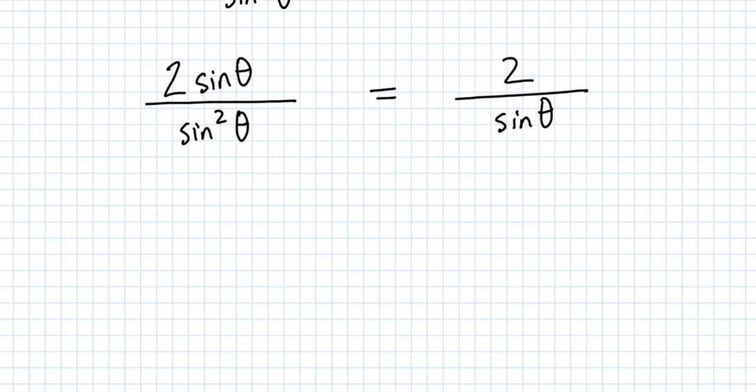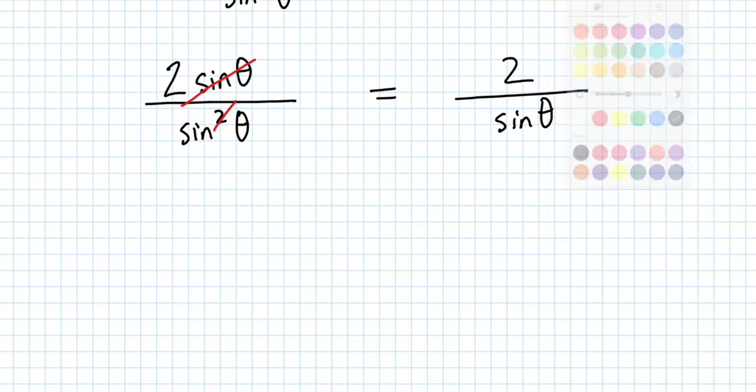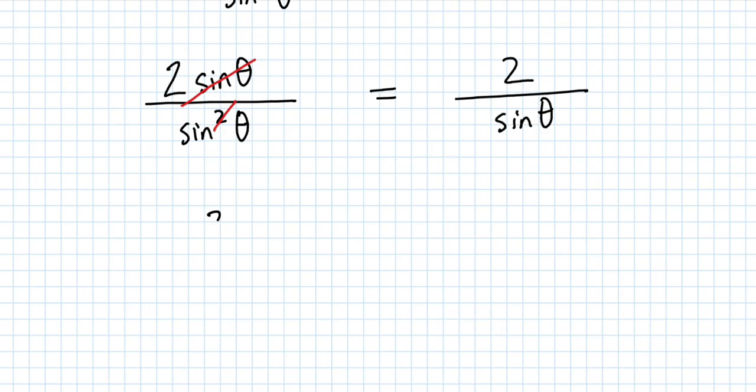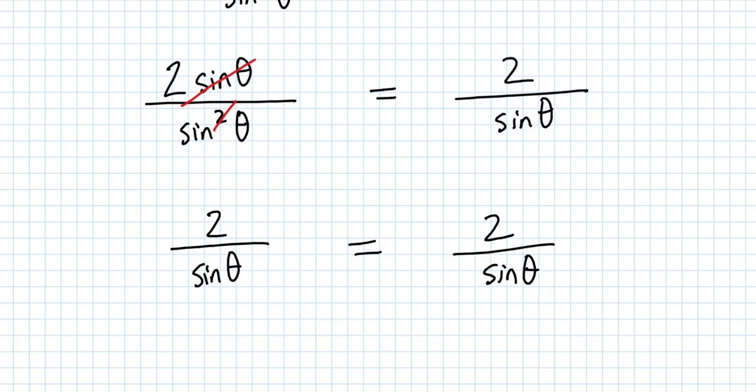Our last step, this sine theta cancels out. I'll make that red so it's very clear to see. This sine theta cancels out. The squared cancels out, so we're left with 2 over sine theta, and that of course is equal to our right side, which is already 2 over sine theta. Our left side equals our right side.